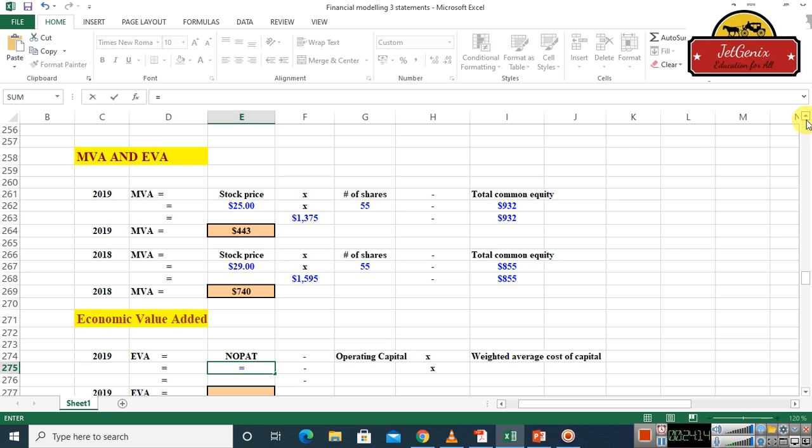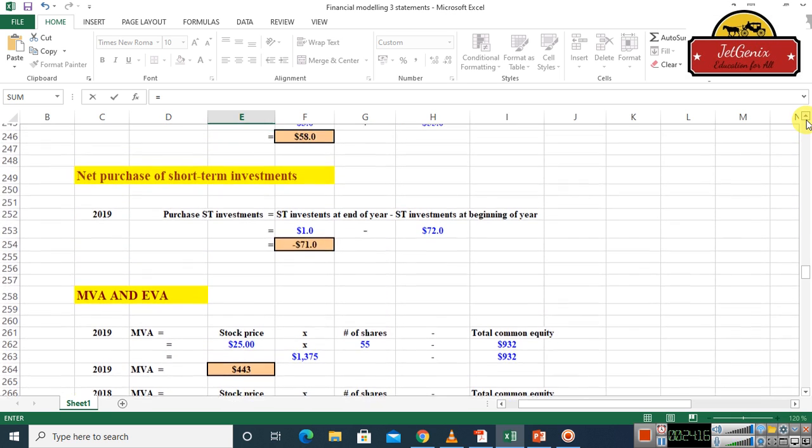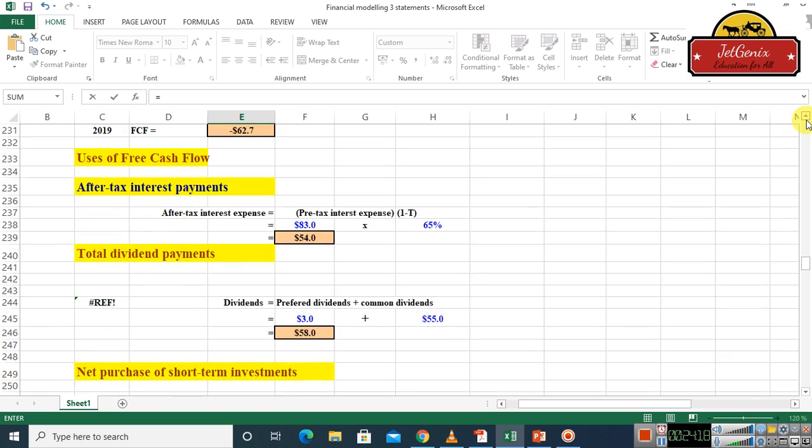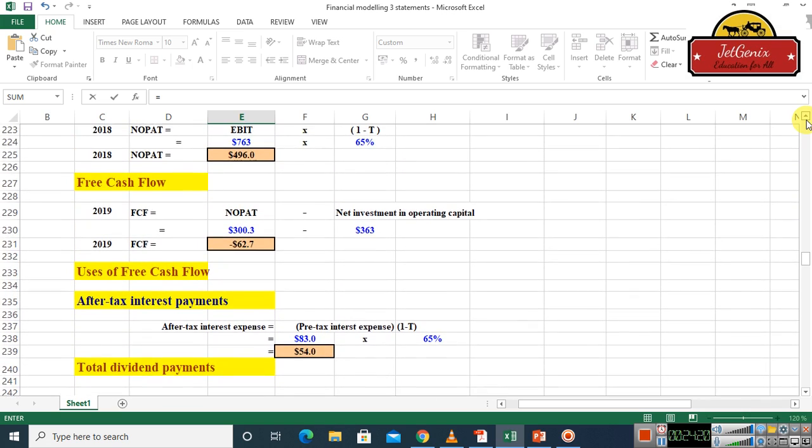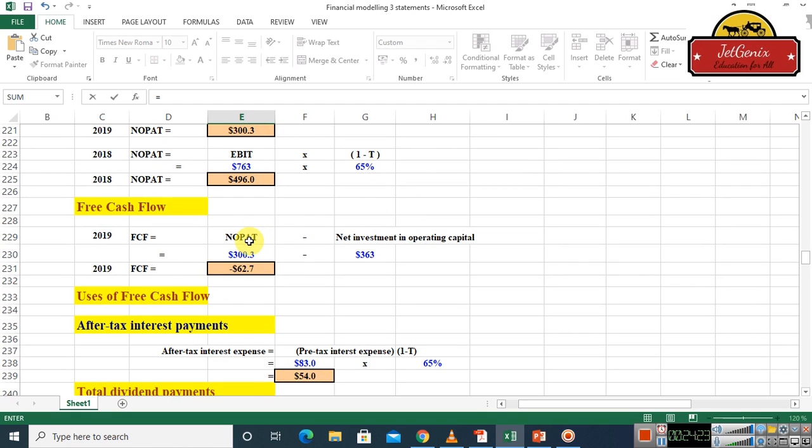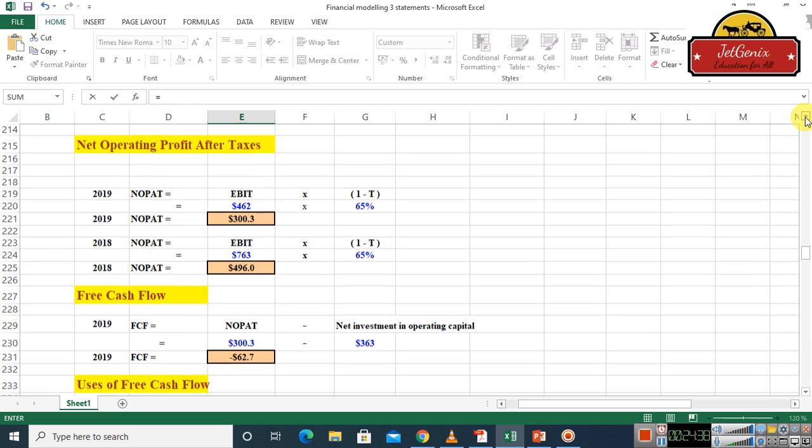The net operating profit after tax is somewhere here for 2019. Yes, it's here. You can see it. We can select it from here, and also we can select it somewhere from here as well. You see, it is the equivalent amount. So net operating profit after tax for 2019, press enter.